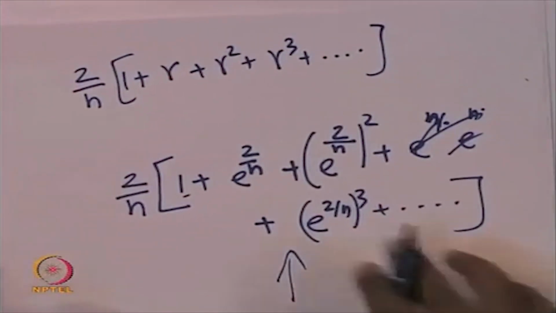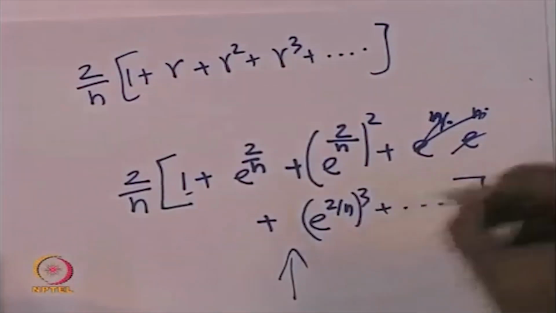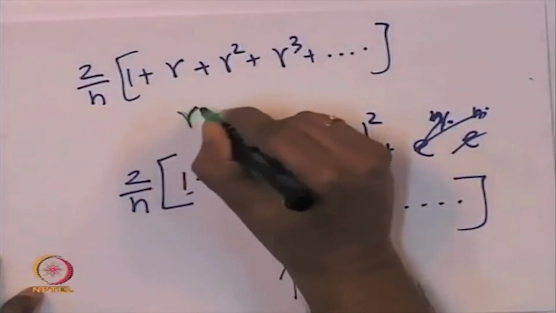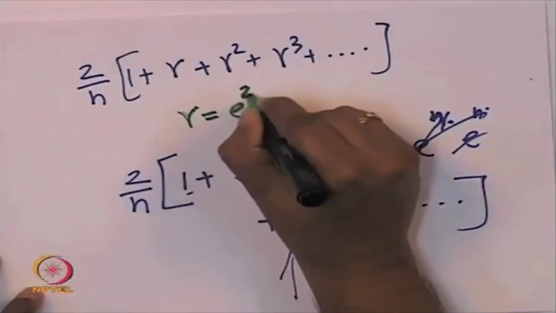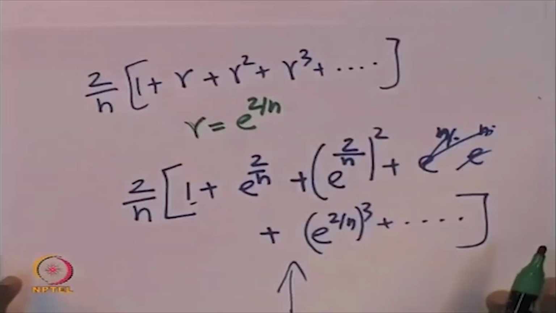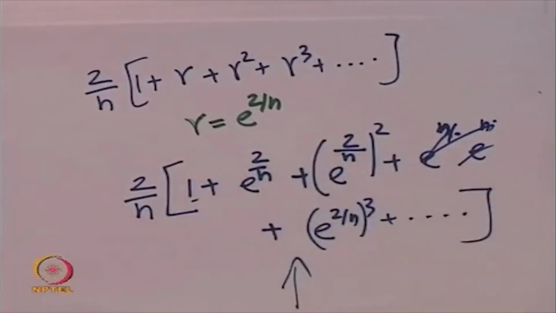So, this is a geometric series where r is e power 2 by n. If you do the sum of this geometric series, we should get e power x. We know how to do the sum of a geometric series, we learned it in school.